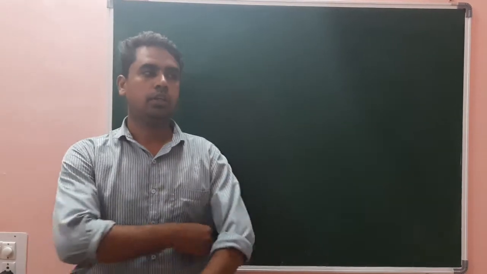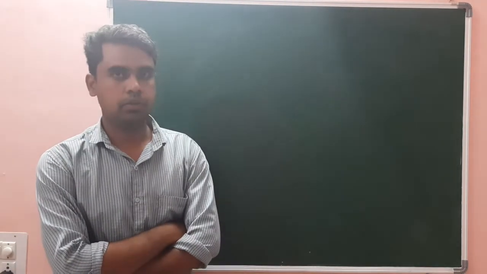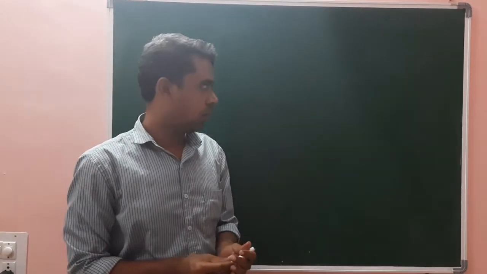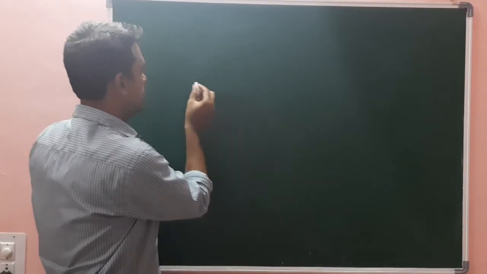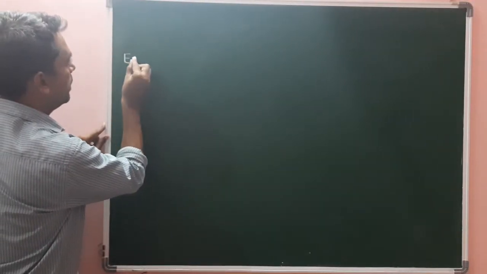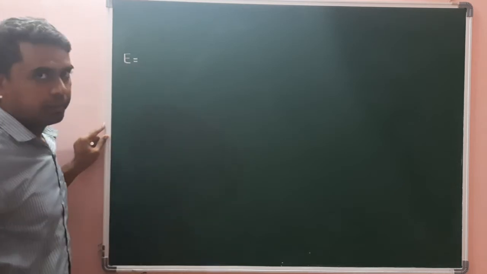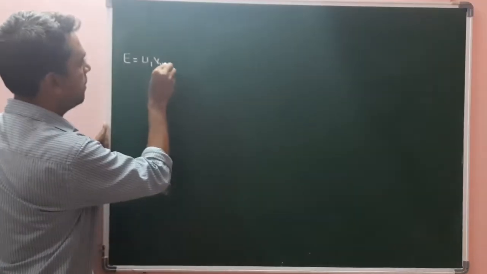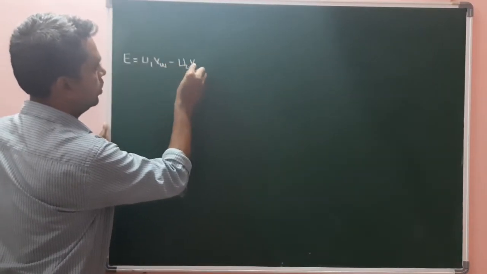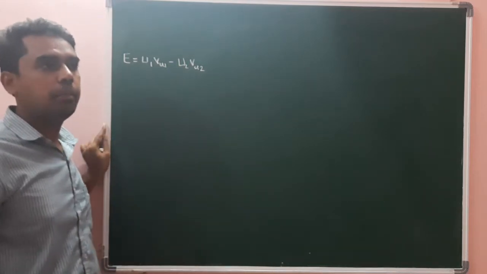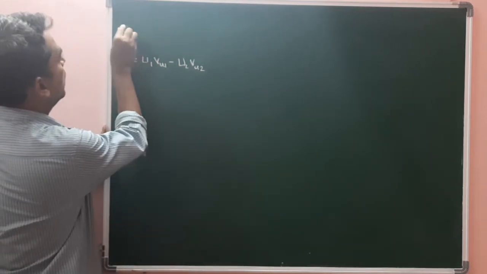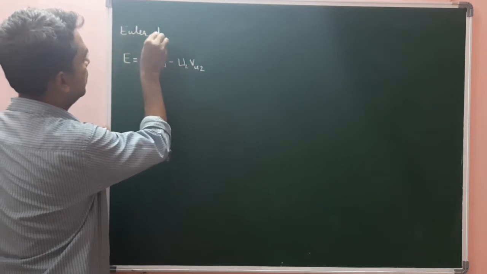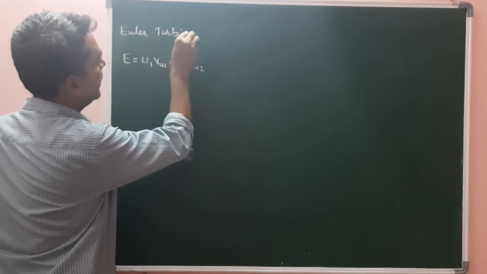In the last lecture video, we discussed the Euler turbine equation, and we got an equation for the energy transfer or power developed by a power developing machine, which is equal to U1 Vu1 minus U2 Vu2. This we have done in the previous lecture video. This is called the Euler turbine equation.